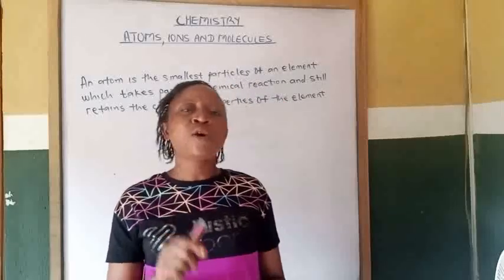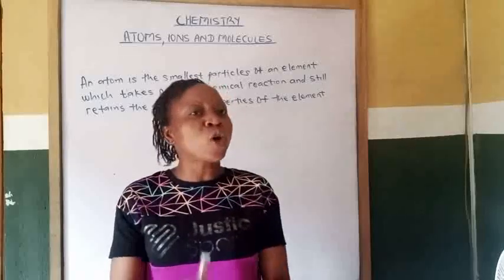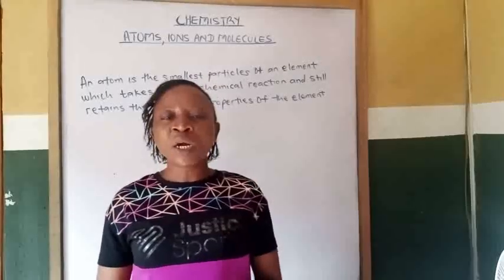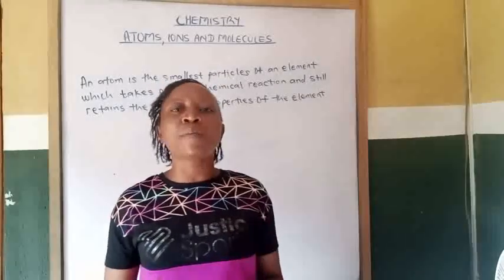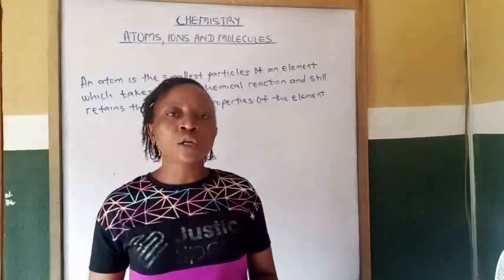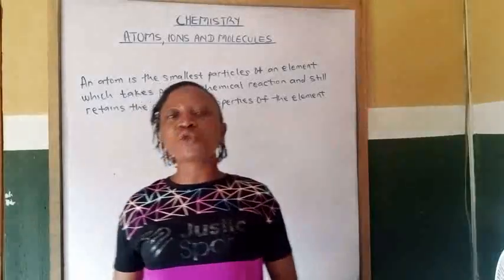An atom is so tiny that it cannot be seen with the naked eye. You cannot observe an atom with an ordinary microscope. You can only observe an atom with a specialized microscope such as an electron microscope or a scanning tunneling microscope.